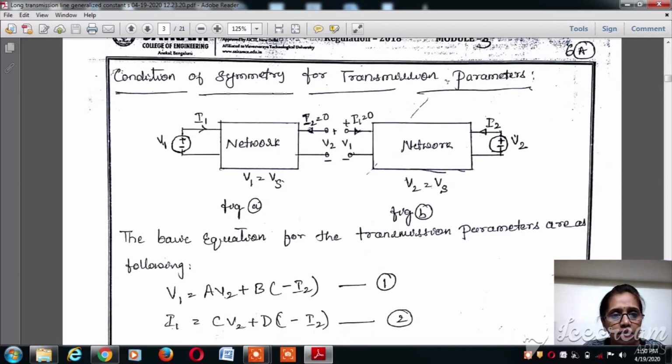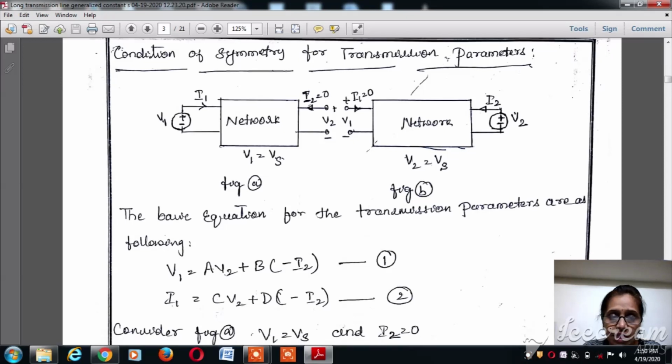Let's take the first case, the condition of symmetry for transmission parameters, and we can write the four terminal network with respect to this. In figure A, we have assumed that the voltage is connected to the sending end, let it be V1. Current from the sending end is I1, whereas the network is open at the receiving end, so only the voltage exists and the current I2 is equal to 0. Figure B shows that there is no sending end voltage, that is V1 is equal to 0 and I1 is equal to 0, whereas the voltage V2 is connected at the receiving end, and there is a current I2 flowing into the network from the receiving end.